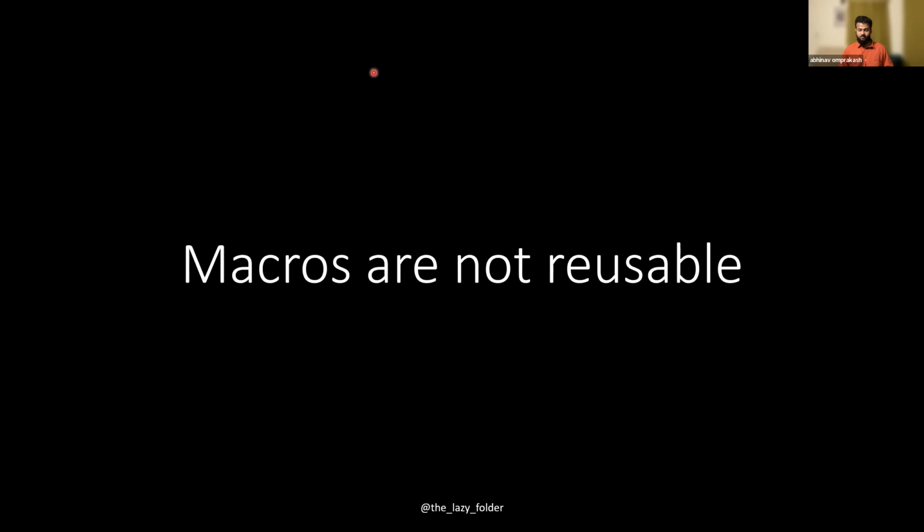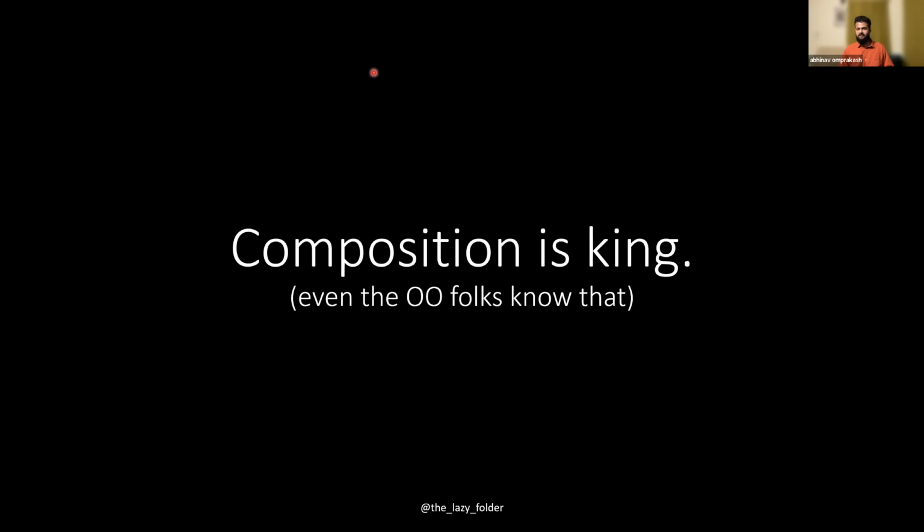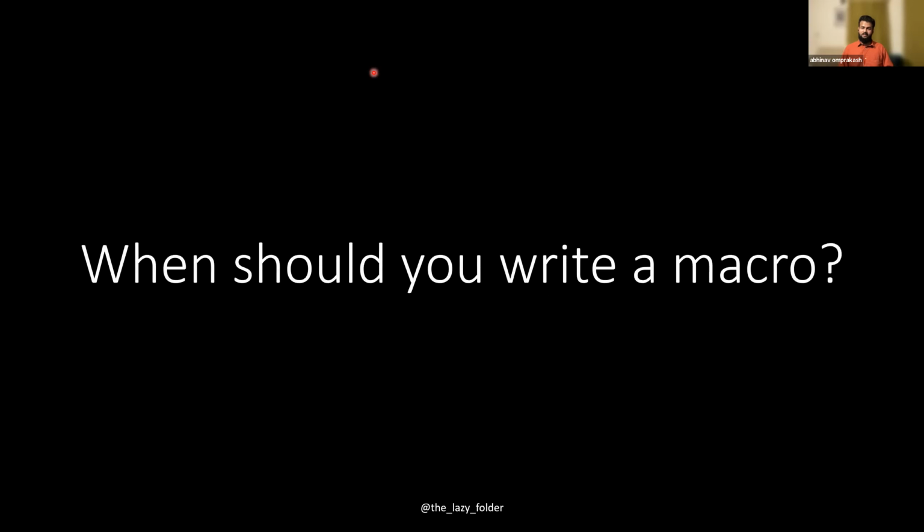If macros are not reusable, macros are not composable. And we all know that composition is king. Even the OO folks know that. So functions and data are more composable, and that's why the Clojure community recommends not to write a macro. So when should you write a macro?